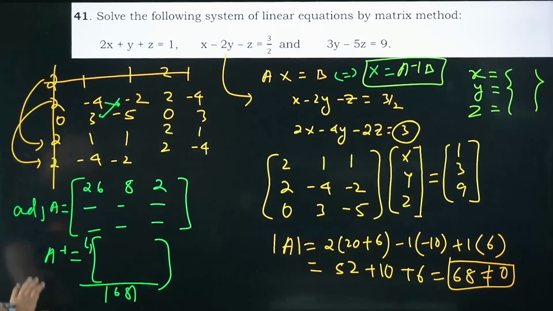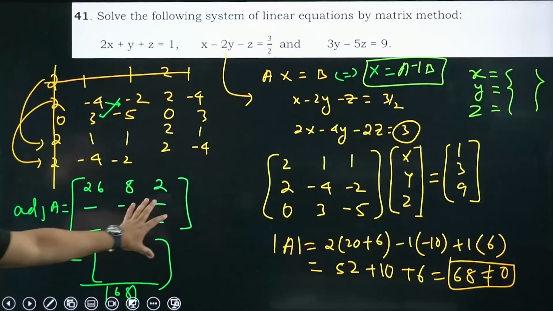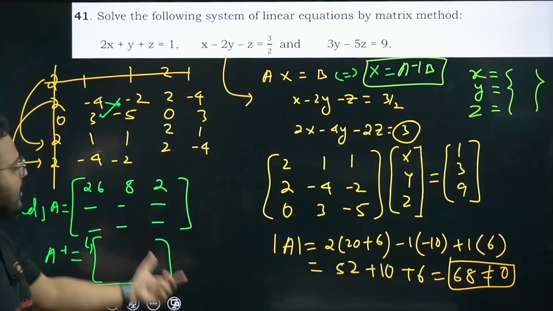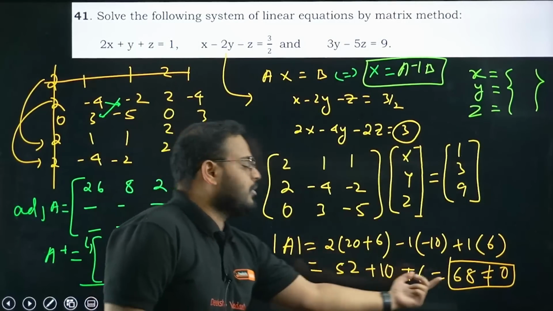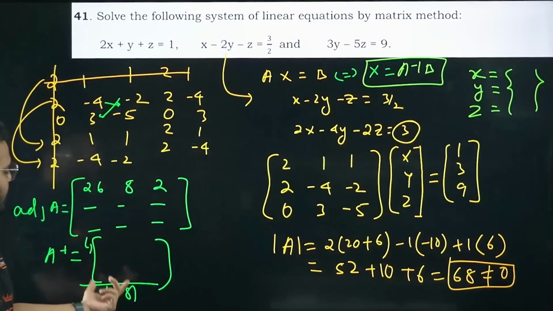41 is done. Moving on to question number 42 now. I've given you almost everything you need. How to find the adjoint, I've given you that as well, and this value, 68. Once you find this value, divide by 68.